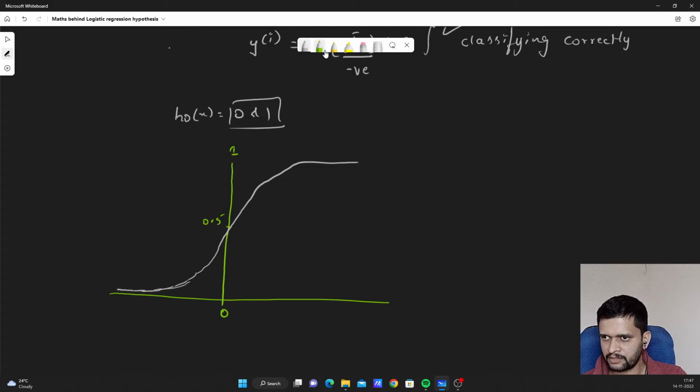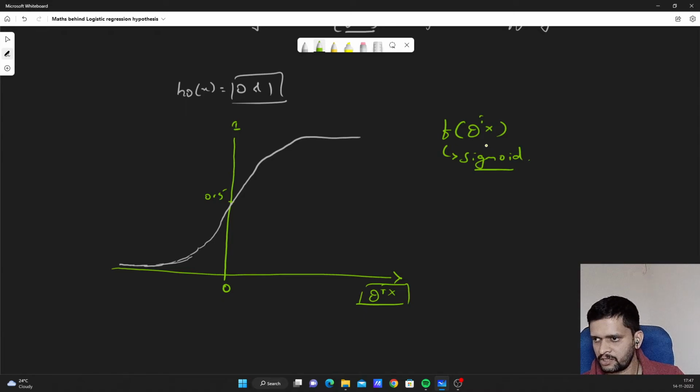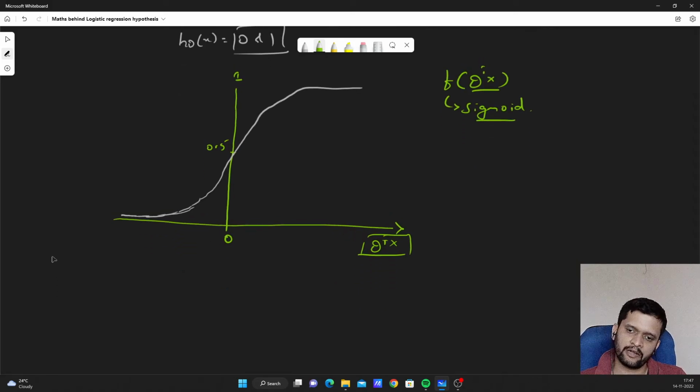You can treat it as x, or you can treat it as theta transpose x for now. In order to have the values between 0 and 1, we pass our linear hypothesis theta transpose x to some function, f of theta transpose x. This f is called sigmoid. This sigmoid will shrink the values of theta transpose x between 0 and 1. Let's say we have arrived at a threshold of 0.5 to differentiate between positive and negative classes, okay.